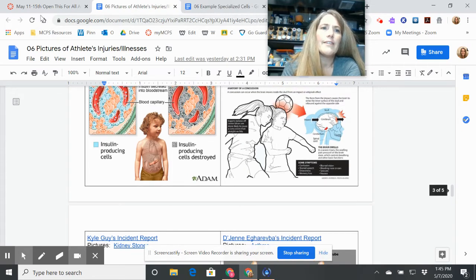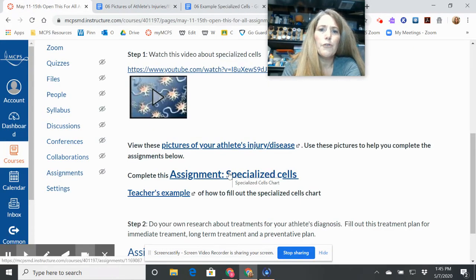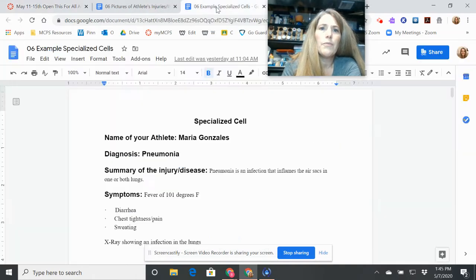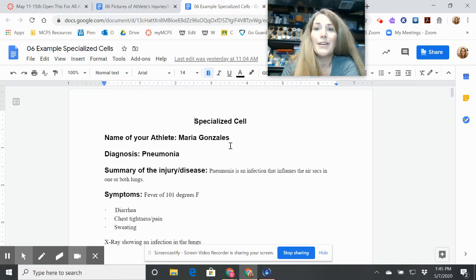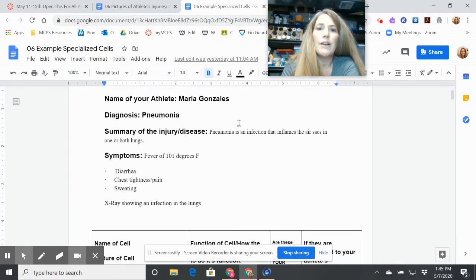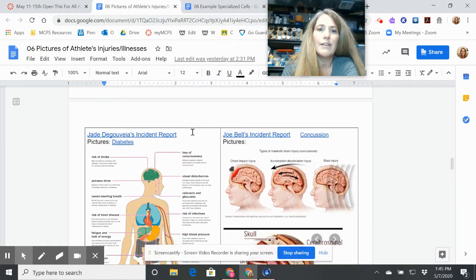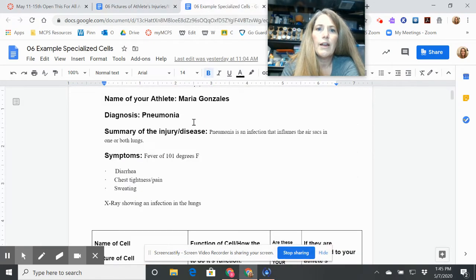And then your next assignment, you're going to click here for assignment for specialized cells. I have a teacher example I'm going to show you. So the first part of it, you're going to say who your athlete is. Some of you are forgetting to put the name. Put the name down. That's helpful. Then your diagnosis that you had from last week. Then the summary. And if you forgot what the summary is, that's here. You can come back to these things and click on the incident report and get the summary. Granted, you should have it from last week's assignment.